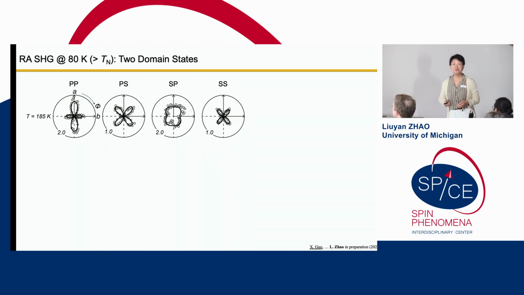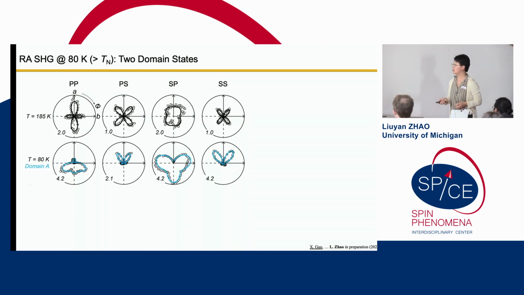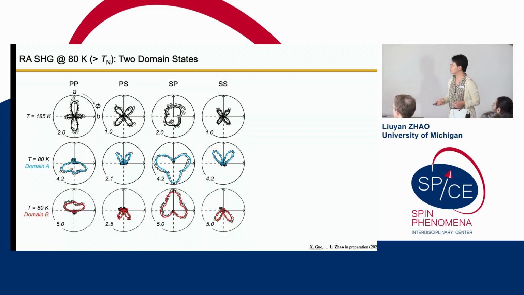Okay, so then we cool the material down to low temperature. At 80 Kelvin, which is below the transition temperature, we can see the data looks like this, which is drastically different from the room temperature data. Then we can survey multiple samples and do multiple thermal cycles. There are only two options of the SH data below the transition temperature.